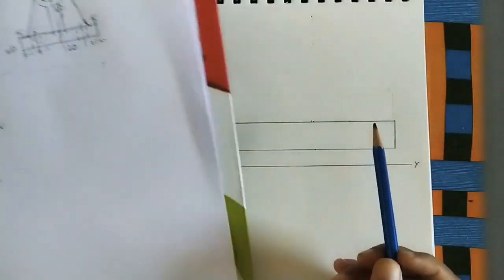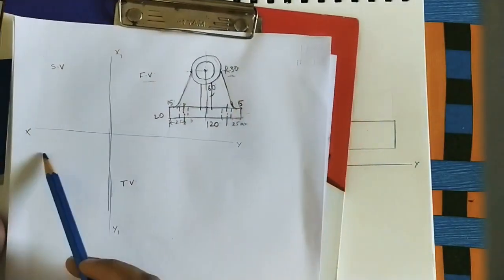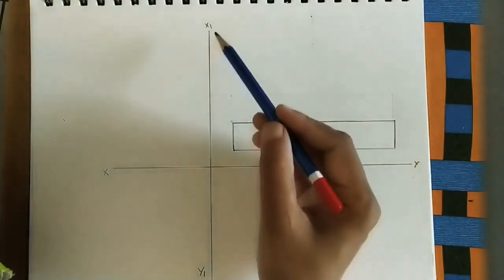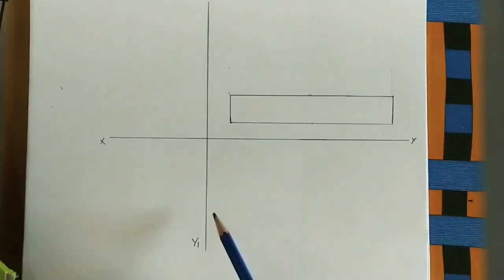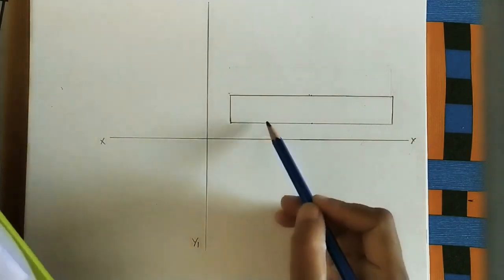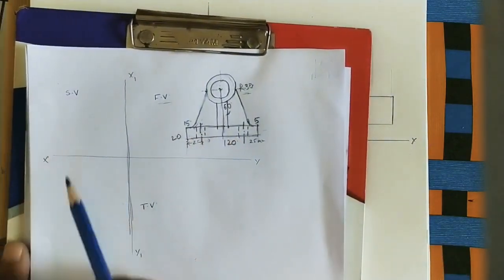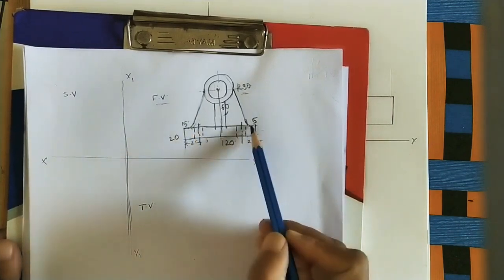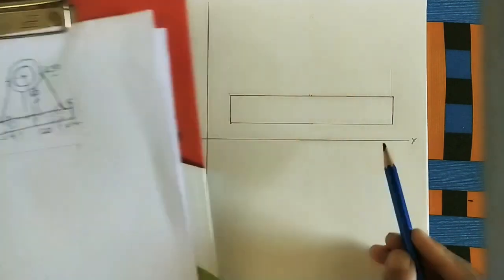Here, by using drawing instruments, I am drawing this front view. Here I drew one XY line of some length and marked X and Y. Here I drew the vertical line and marked X1 and Y1. Now we can take any gap from this reference line for drawing the front view, or for the other views also. Here I drew this rectangle, 120 mm by 20 mm.